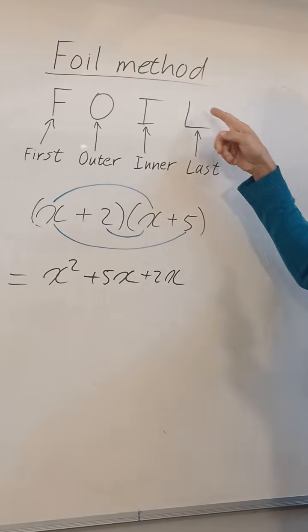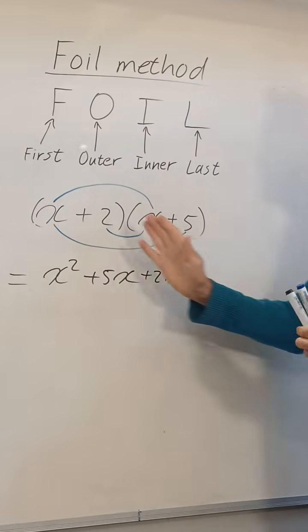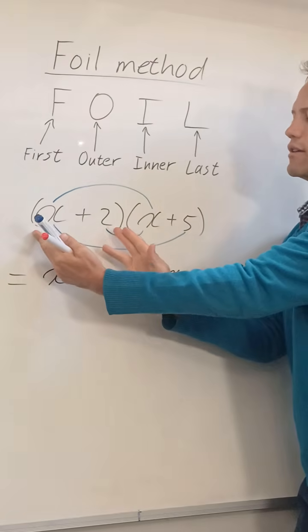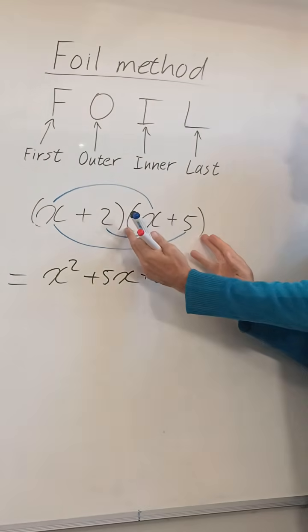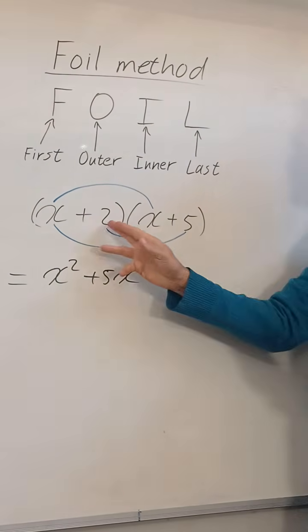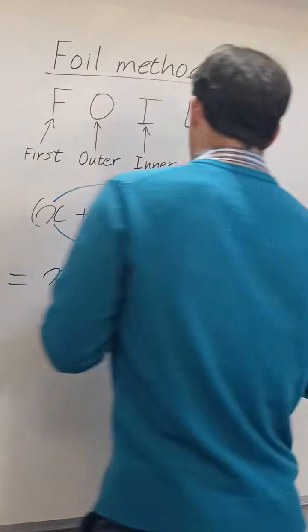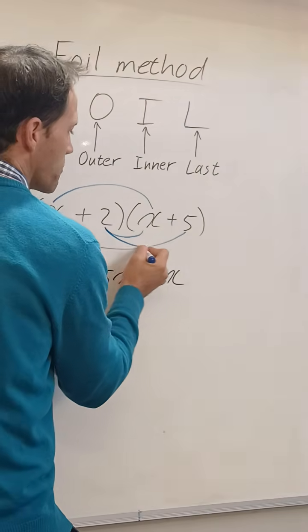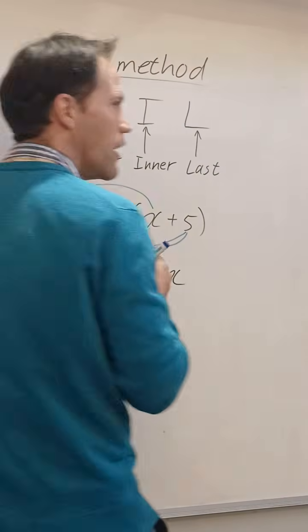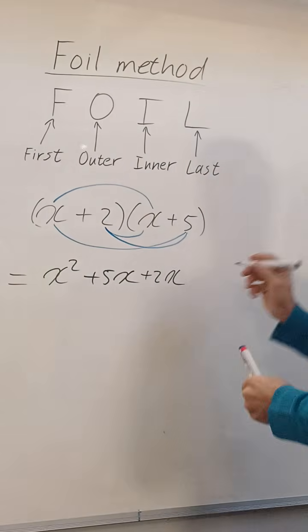And the last one is L. L is for last. The last term here is 2. The last term here is 5. So the 2 times the 5 are the two last ones. So when you multiply the 2 with the 5, 2 times 5 is 10.